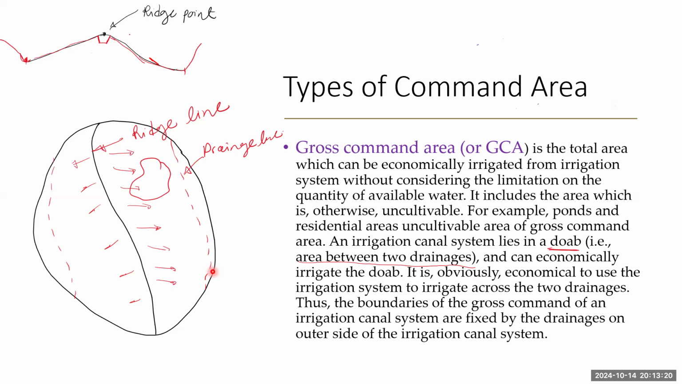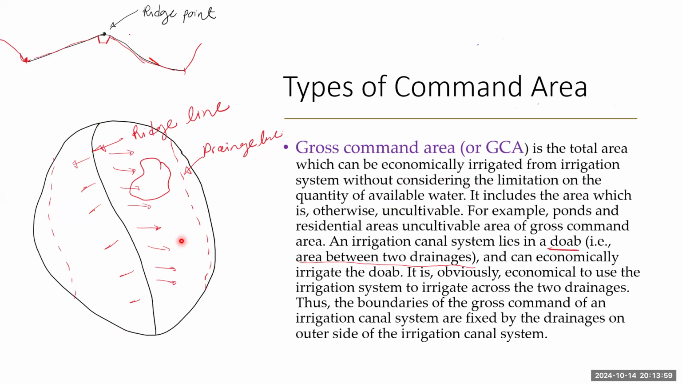Now in command area, there are various classifications. One is the gross command area. What is gross command area? Gross command area is the total area which can be economically irrigated from an irrigation system without considering the limitation on the quantity of available water. So gross command area is a total area. Here the area between these two drainage lines is the gross command.